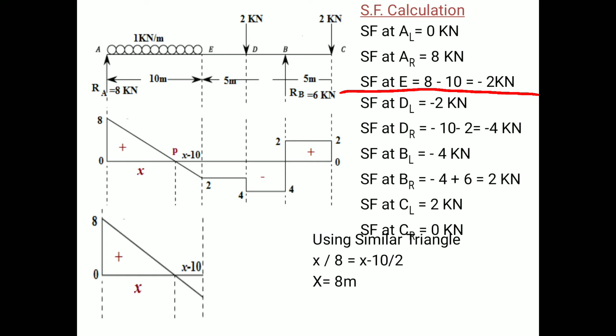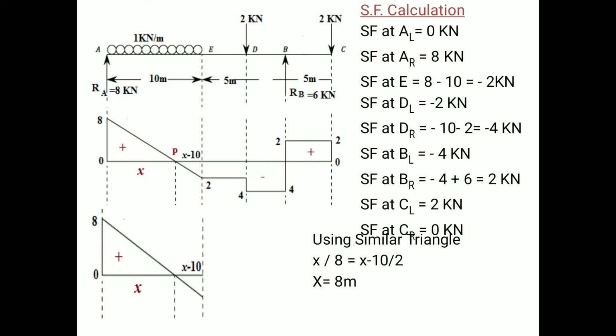At E, it's a major point, so we are not going to calculate left of E and right of E. Similarly, shear force at left of D is equal to minus 2 kN, because no load is acting from E to D, therefore the value of shear force will remain constant. Shear force at right of D is equal to, oh, this is not minus 10, it is minus 2. By mistake this happened. So minus 2, it will become minus 4 kN. So the value of shear force right of D will be minus 4 kN.